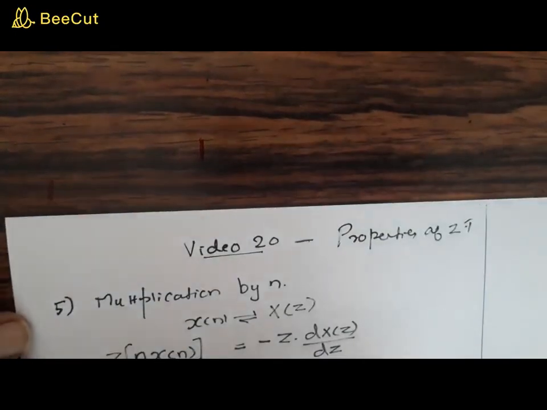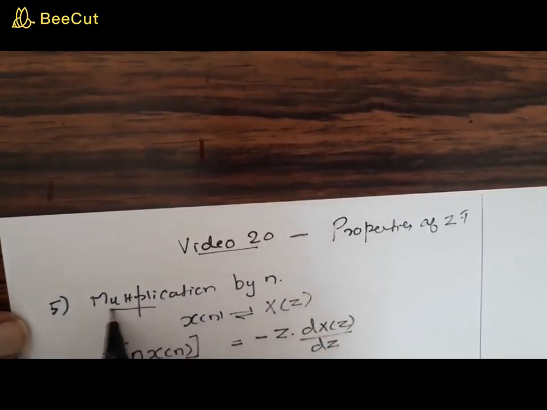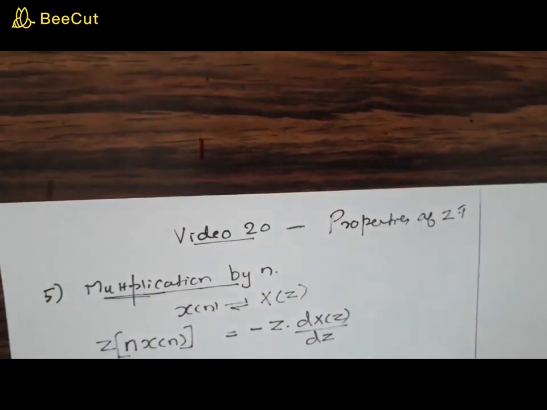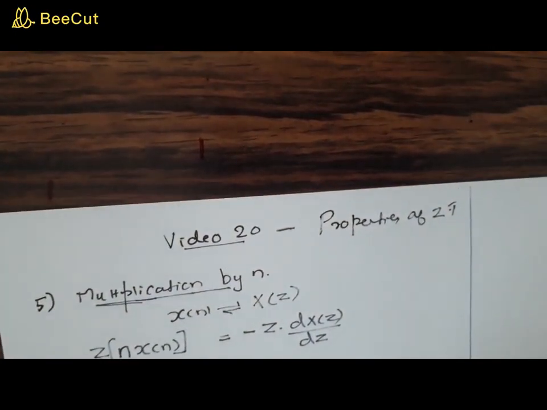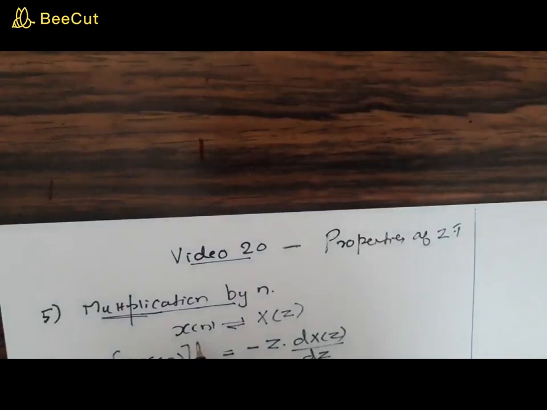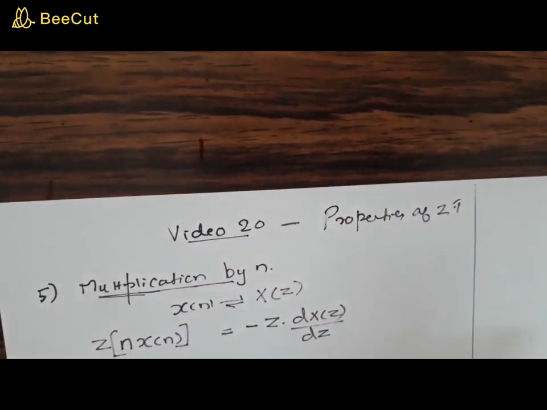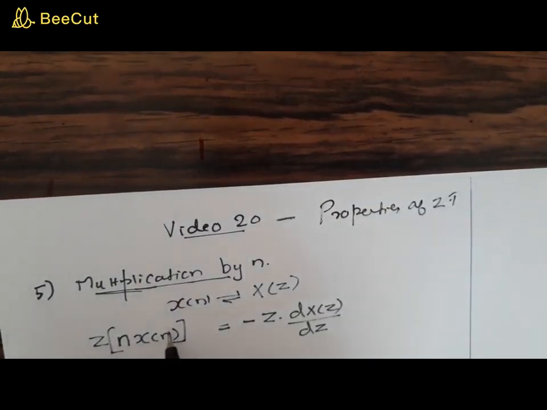Now this is the fifth property, and it is named the multiplication by n property. What does that mean? If you have x of n whose z transform is X of z, then you can multiply x of n by n. Here n is not a constant, n is a variable.